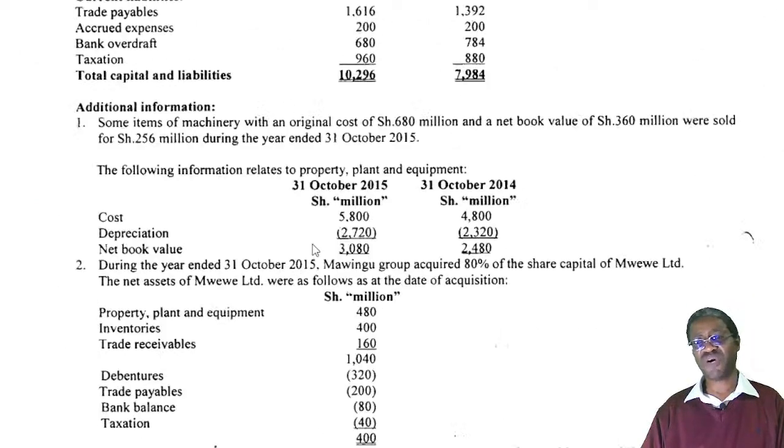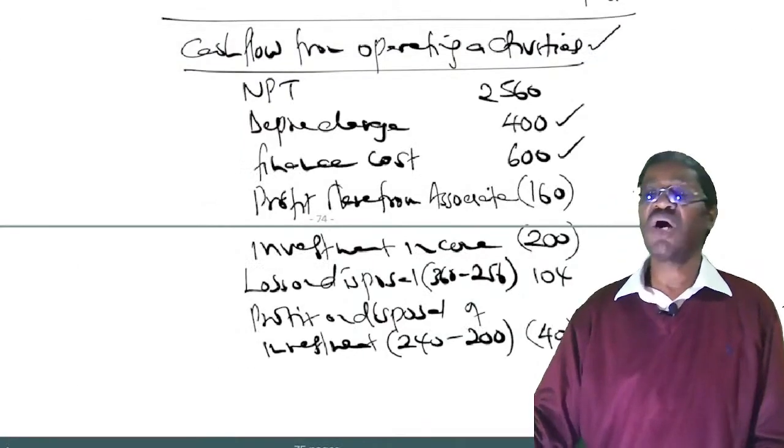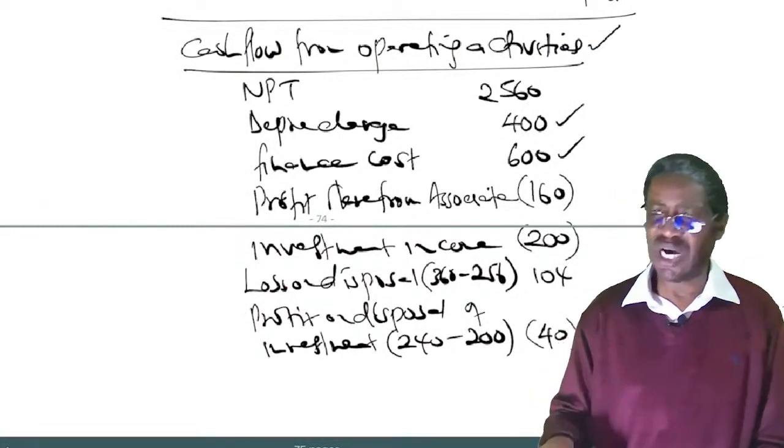Let's go to number five and see whether there was anything affecting non-cash items. What about note number five? We are through with number four. Number five told us, the total purchase price of 80% shareholding in Mwewe was 360 million, which was paid by issuing 8 million shillings worth of shares at par and the balance being paid in cash. Of course, there is nothing non-cash item there. It refers to you as a holding company acquiring a subsidiary. That we shall deal with later, but it does not affect our operating activities. Get the point now?